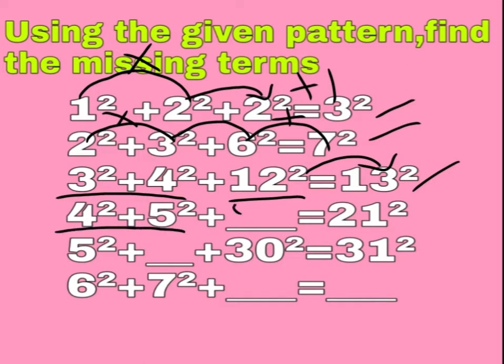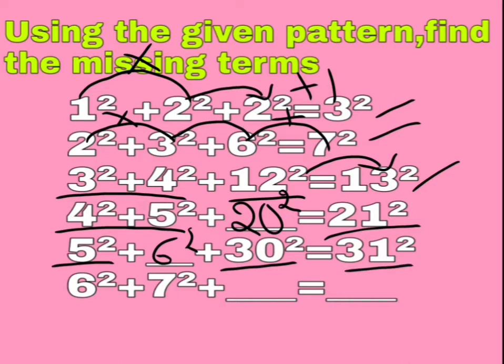4 5s are 20. So in this box it will be 20 square. 20 square plus 1 is equal to 21 square. There we got the answer for the fourth term. Now next, 5 plus dash. So there we need a number which is giving 30. So that is 6 square. Right. 5 6s are 30, 30 plus 1 is equal to 31. That completes our fifth line also.